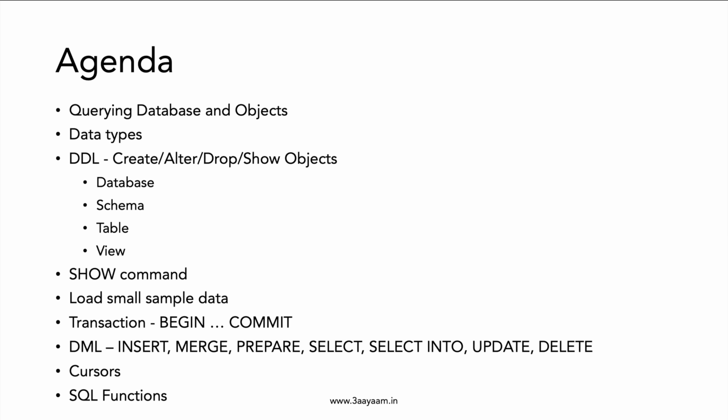So I'll start with how to query a database and database objects in Redshift. Then we'll take a look at various data types in Redshift and then some details like how do you create database schema, table, view. These are Redshift objects.